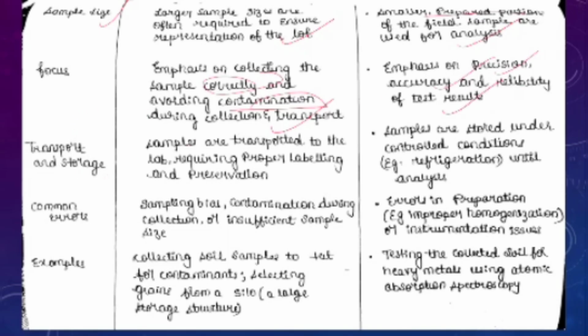Transport and storage. Samples are transported to the lab, requiring proper labeling and preservation. Samples are stored under controlled conditions, that is refrigeration, until analysis. Common errors are sampling bias, contamination during collection, insufficient sample size, and errors in the preparation, that is improper homogenization and instrumental issues.